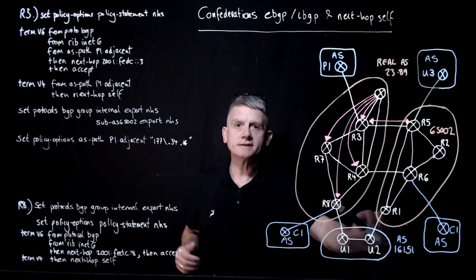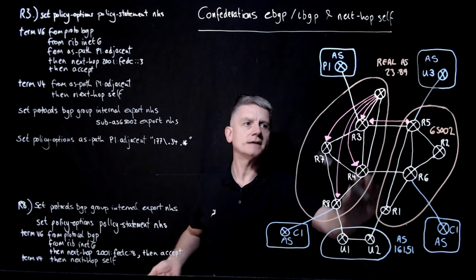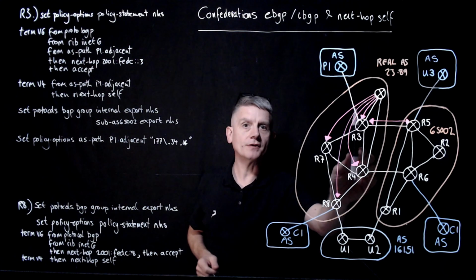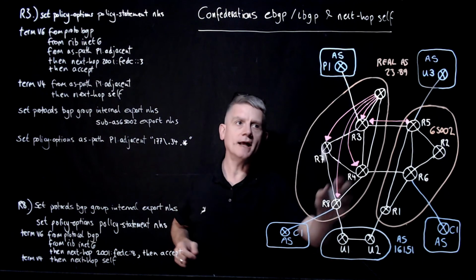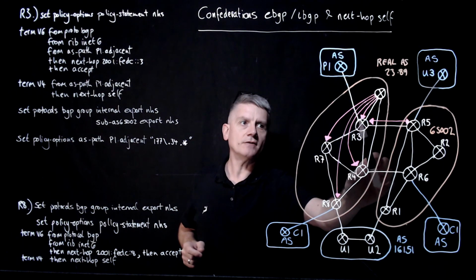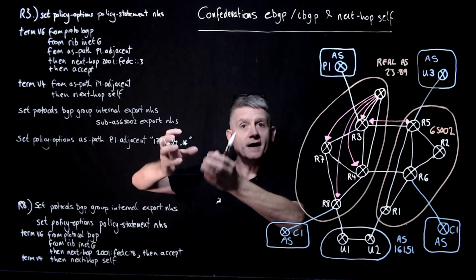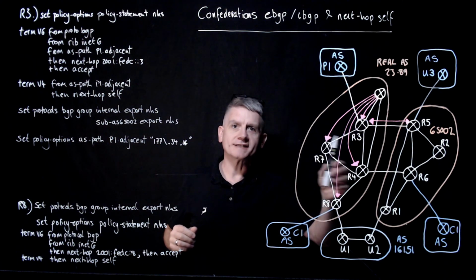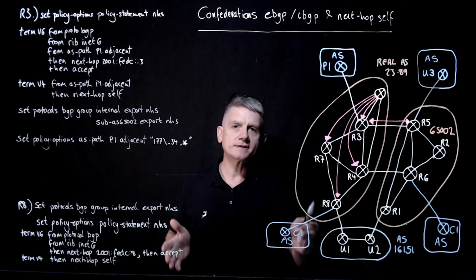So router 8 doesn't need to worry about this. It's not running CBGP. It just marks the next hop self. But router 3 has to be acutely aware, as it marks the next hop self in the middle of the IBGP and the CBGP, that it only marks next hop self on the external peers.